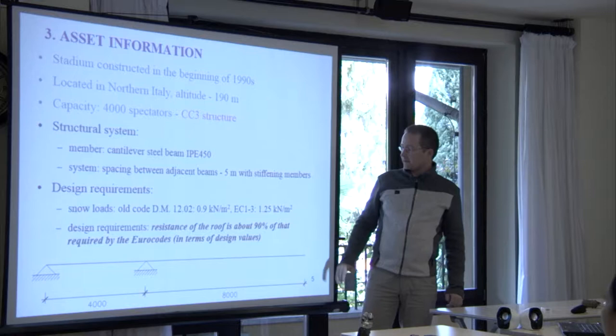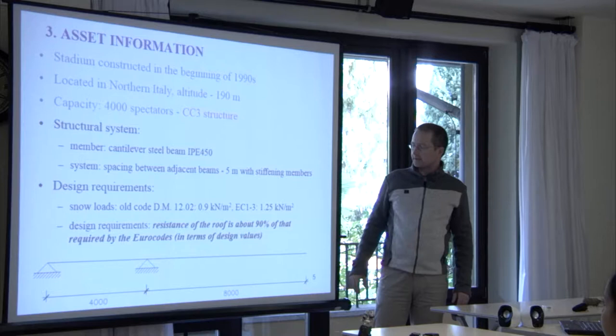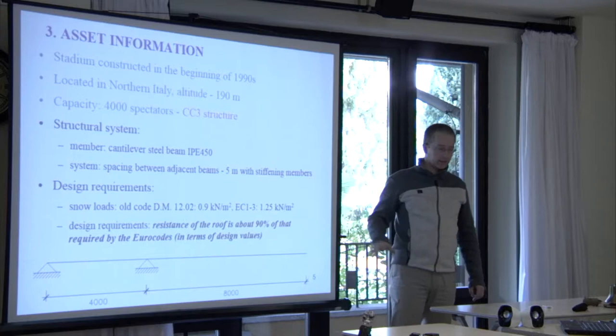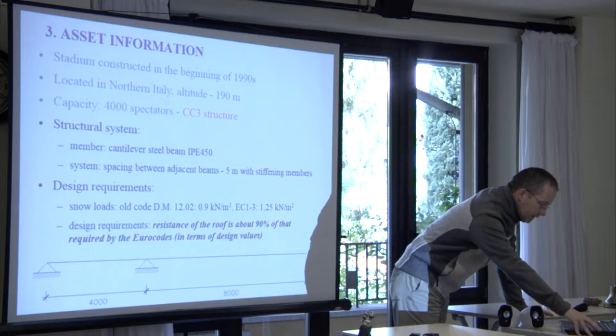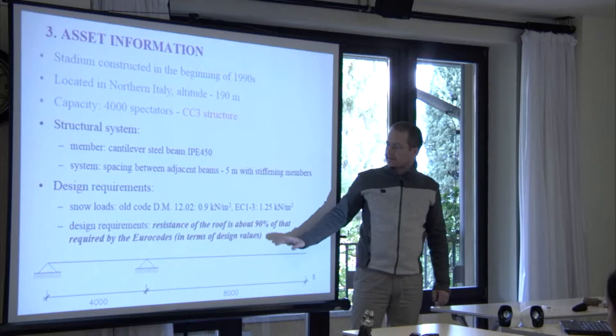The main idea behind this is that the local authority was not satisfied with the finding that the resistance of the stadium is not complying with the requirements of the Eurocodes, because it was designed according to the old Italian code and Eurocodes increased snow loads also in Italy. So, roughly speaking, according to Eurocode, using the partial factors, you find out that 90% of the resistance is there, you need 10% more.